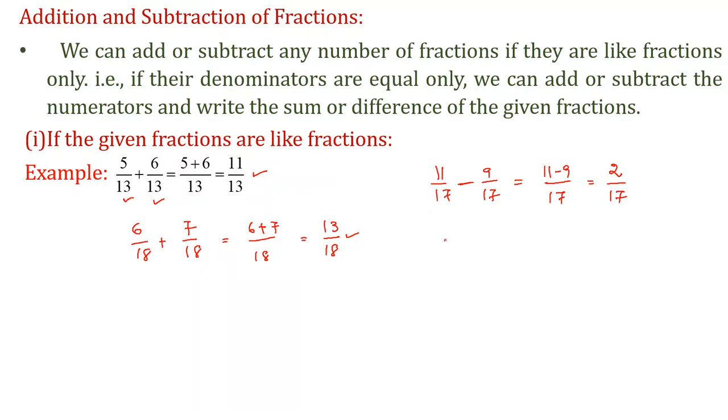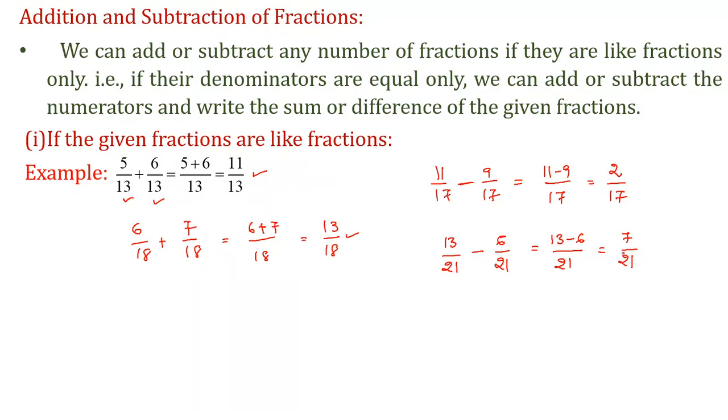So one more example, 13 by 21 minus 6 by 21. How to subtract here? Already the denominators are equal, means these two are like fractions, so just subtract the numerators. 13 minus 6, which is equal to how much here? 7 by 21. So this is the procedure for addition and subtraction of the like fractions only.